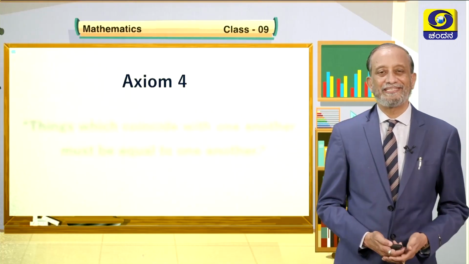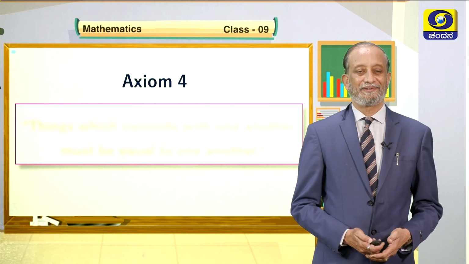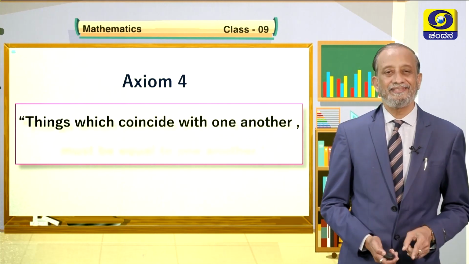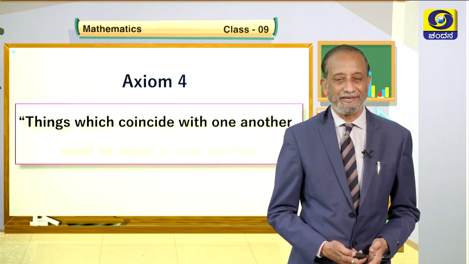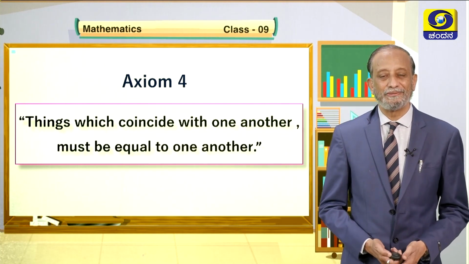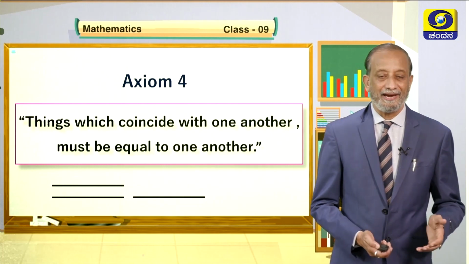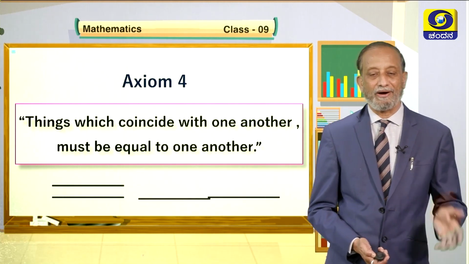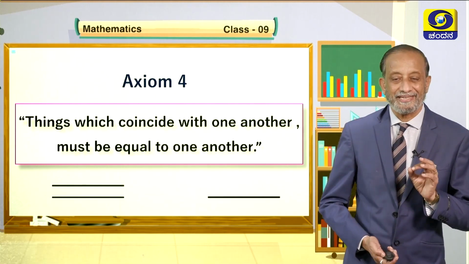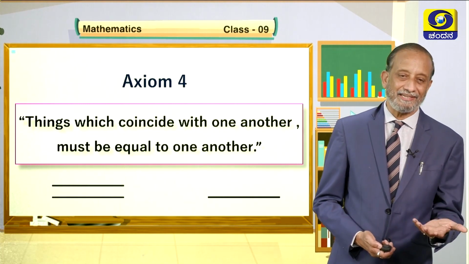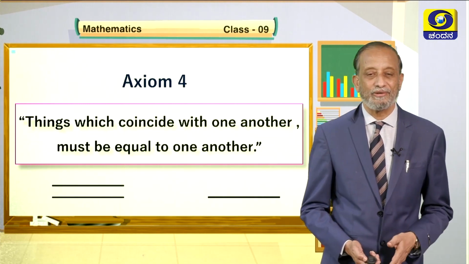So, shall we go to axiom number 4, friends? It states that things which coincide with one another must be equal to one another. Here are two line segments, and let us overlap one segment on the other. If they coincide exactly, then we can say that the two line segments are equal in length.